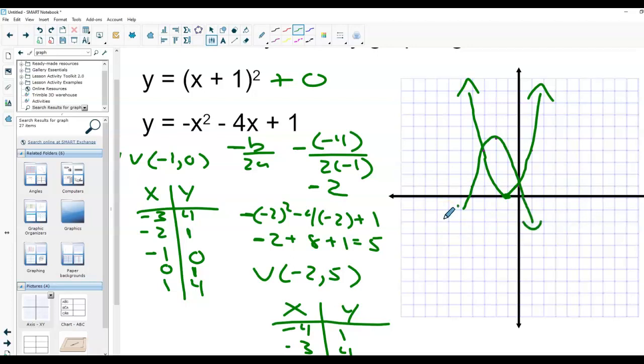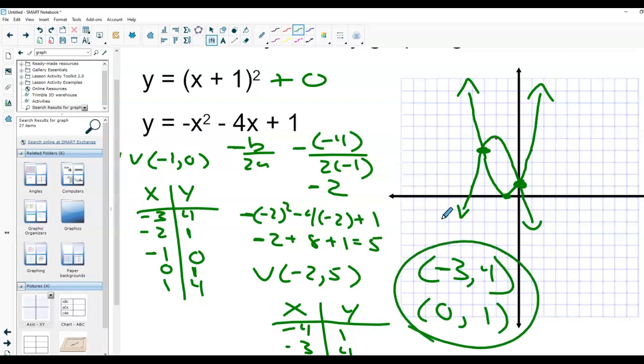And essentially, I'm looking for points of intersection. So the answer here is going to be negative 3, 4, and 0, 1. The answer to this system will always be where the graphs intersect. Okay.